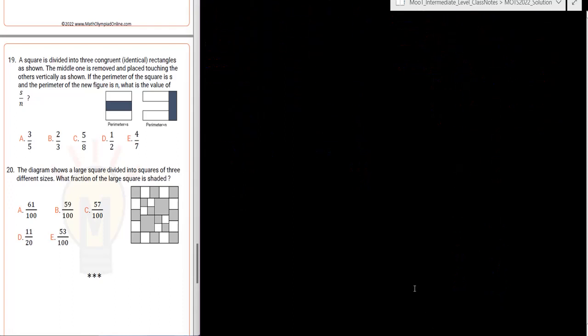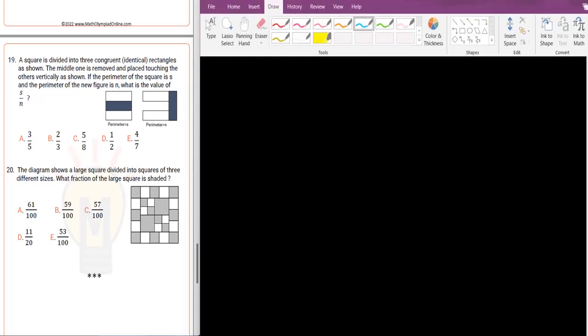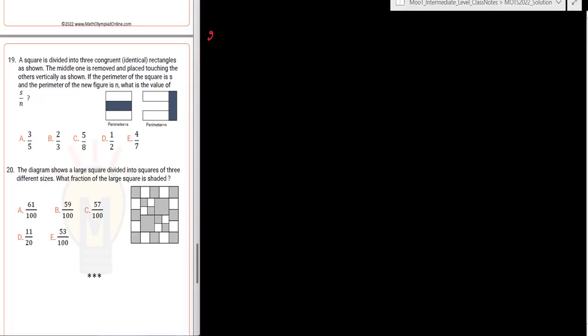All right, the last problem, problem number 20, is probably the hardest one. That is again a shading problem, or an area problem. The diagram shows a large square. The large square is divided into squares of 3 different sizes. So they're saying there are only 3 unique squares in this diagram, apart from the larger one. What fraction of the large square is shaded? Again, we'll grab this image and work it out.